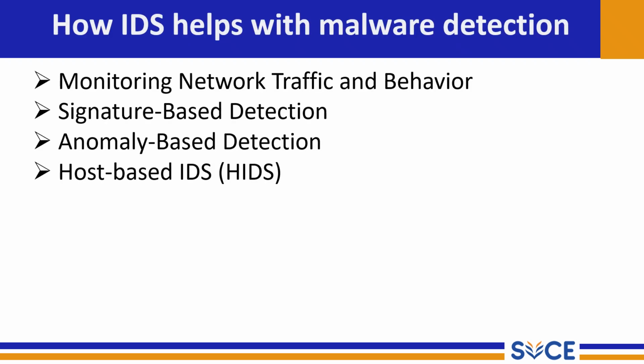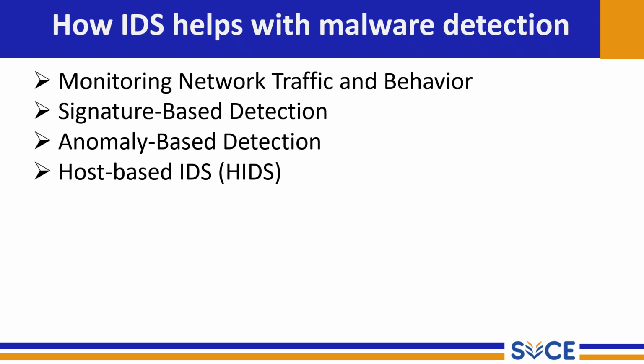And how does IDS help with malware detection? First, monitoring the network traffic and behavior. Second, signature-based detection. Third, anomaly-based detection, and host-based detection. We have discussed all these things already. But why are we going for these kinds of ideas? As I have already told, there will be real-time examples in each and every case, right?